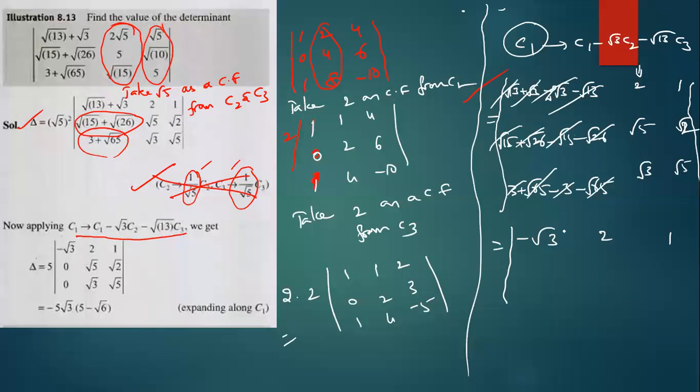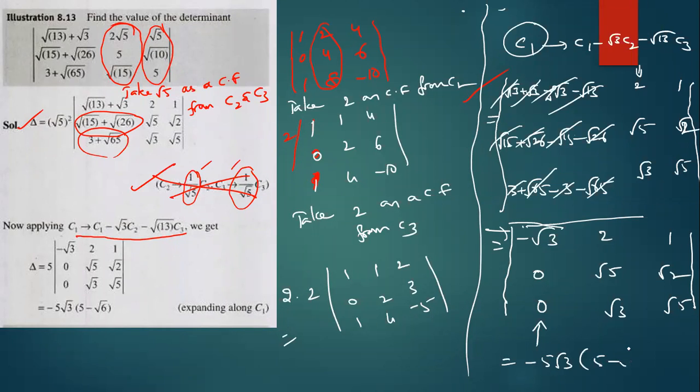Next 2, 1. Next 0. Next root 5. 0. Root 3. Root 5. Now directly you can expand. But what is the logic here? Anyone can guess? Directly you can expand along the first row only. Which one is easy? First column is the best. Why? Because all the other elements are 0 and only this one is there. Otherwise, you can expand anywhere. After that, the answer is coming 5 minus root 6.